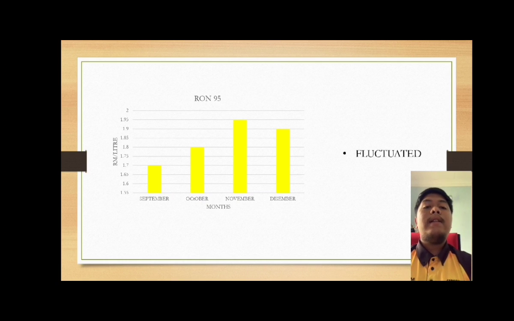After the September to November increase, suddenly the graph slowly decreases from November to December. Because the total in November is RM1.95 and the price decreased from RM1.95 to RM1.90. This is why I say the graph is fluctuated.